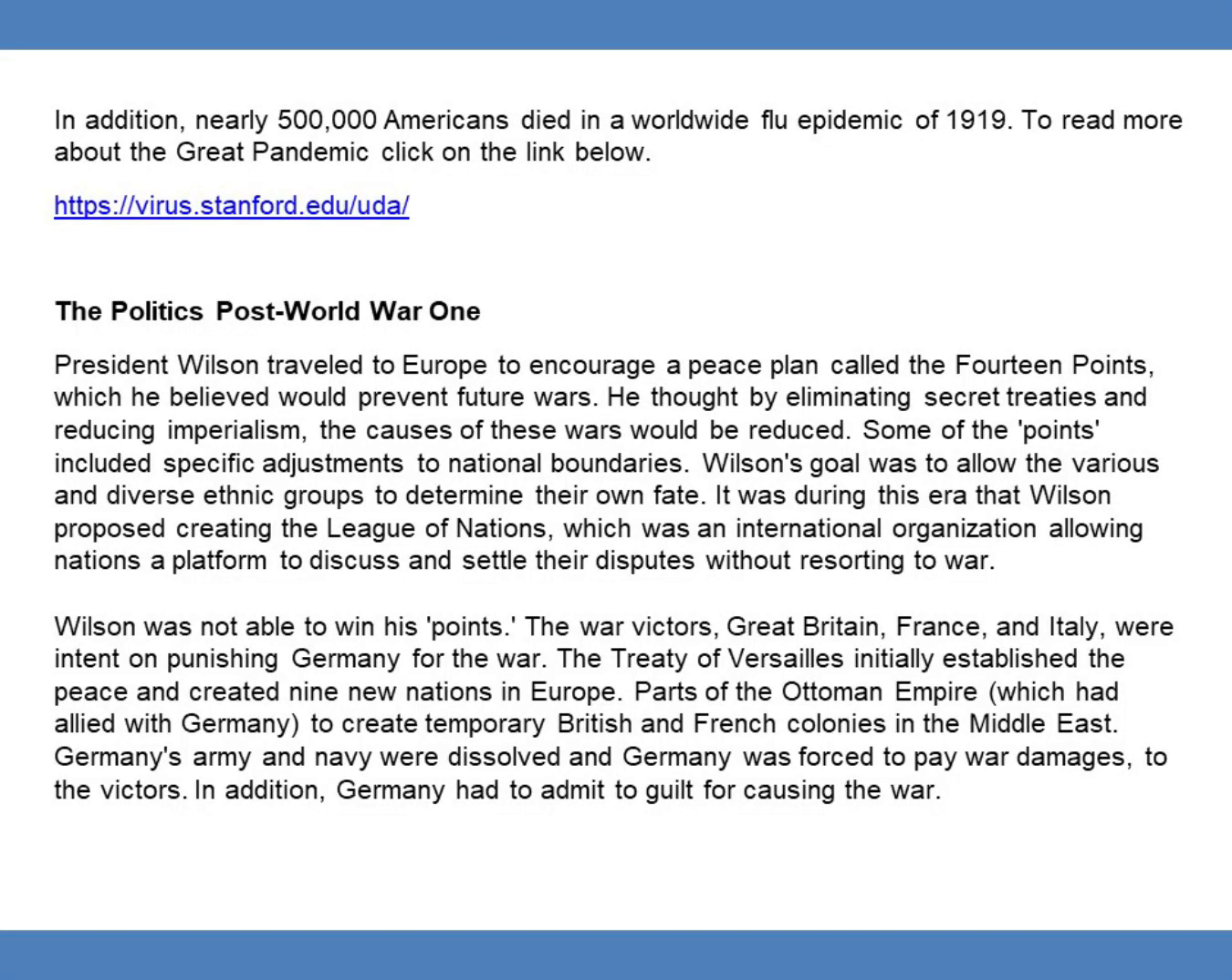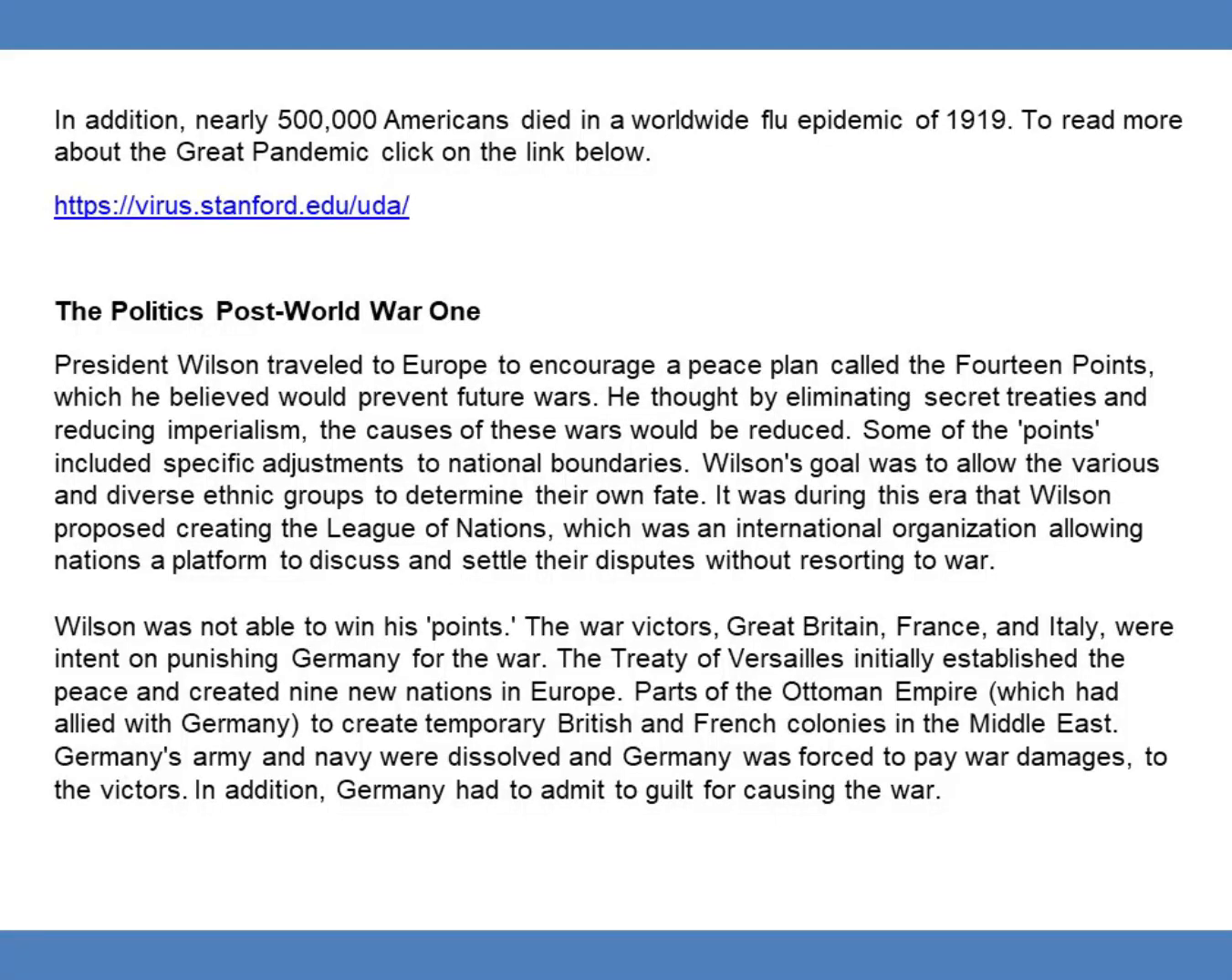It was during this era that Wilson proposed creating the League of Nations, which was an international organization allowing nations a platform to discuss and settle their disputes without resorting to war. Wilson was not able to win his points. The war victors, Great Britain, France, and Italy, were intent on punishing Germany for the war.